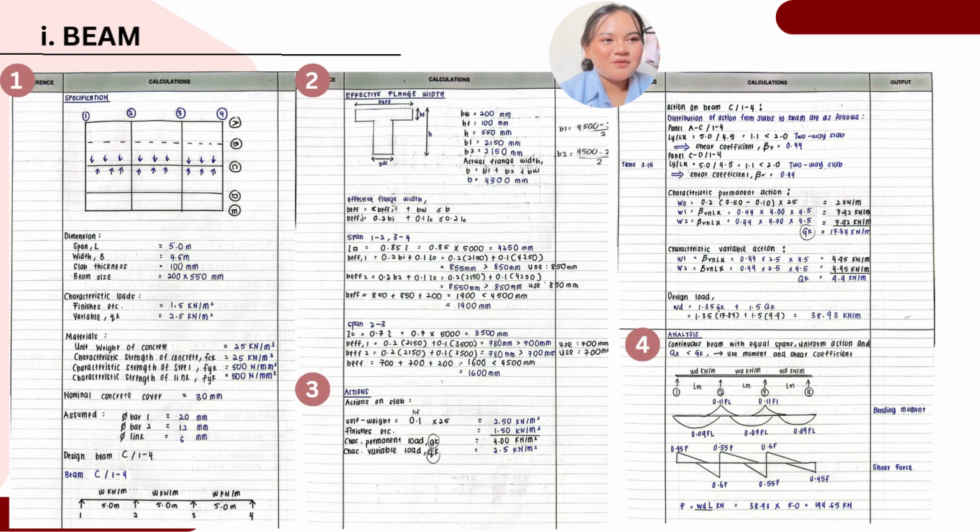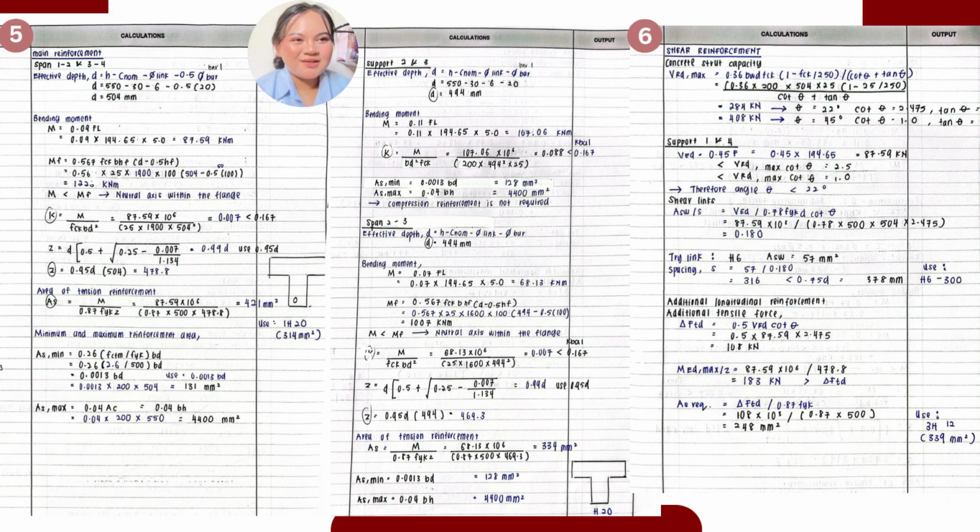Next, we move to the structural analysis. Since we are dealing with a continuous beam with equal spans and uniform loading, we use the standard moment and shear coefficients to plot our bending moment and shear force diagrams. As you can see, our maximum shear force comes out to 154.65 kN.